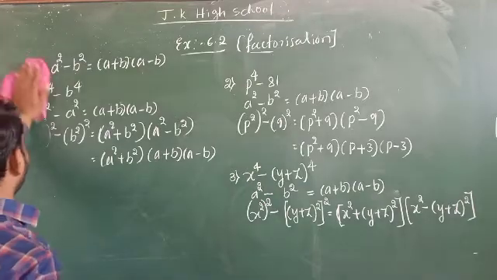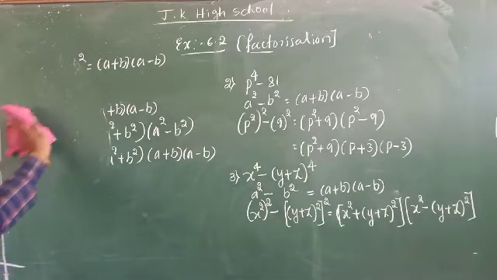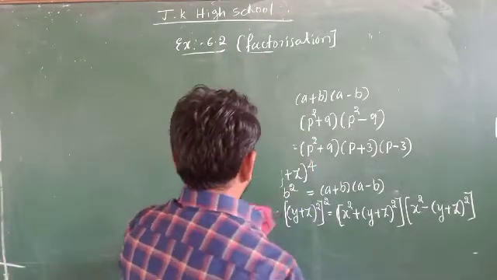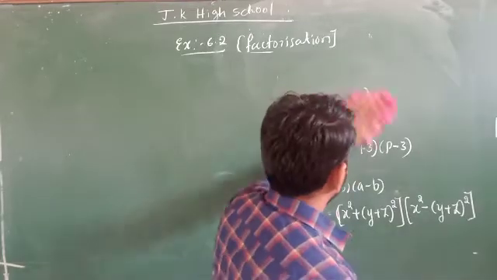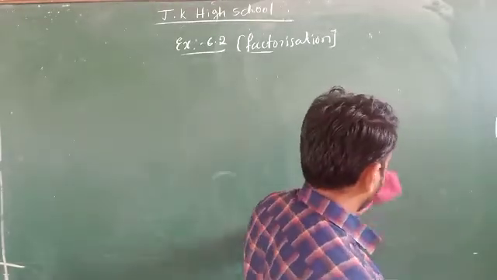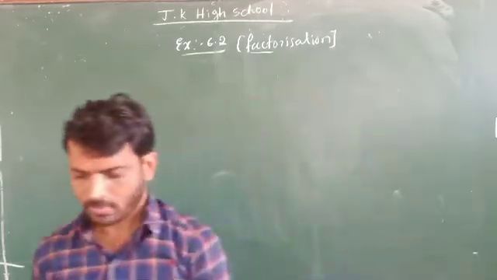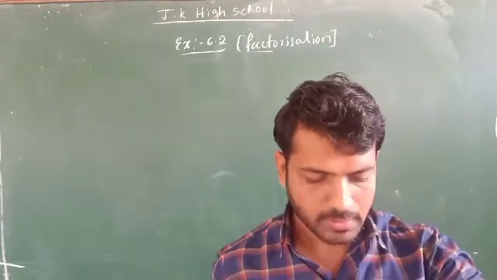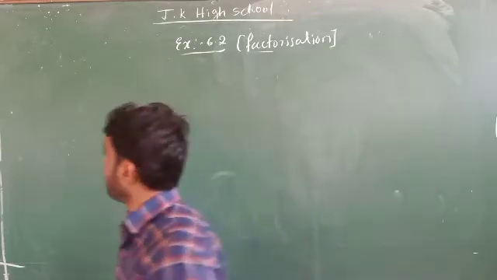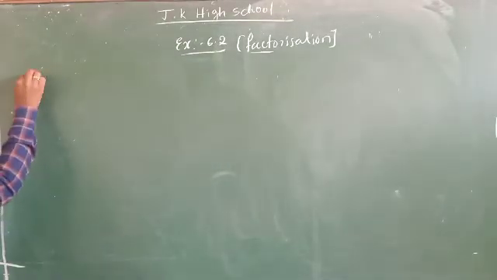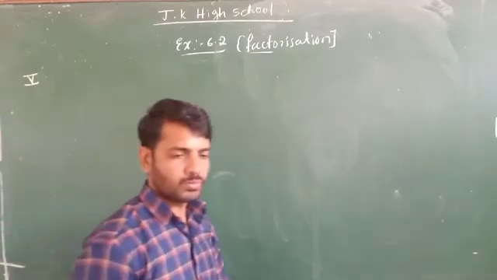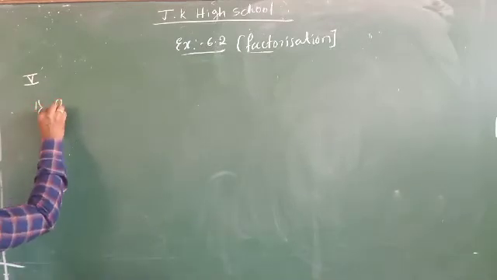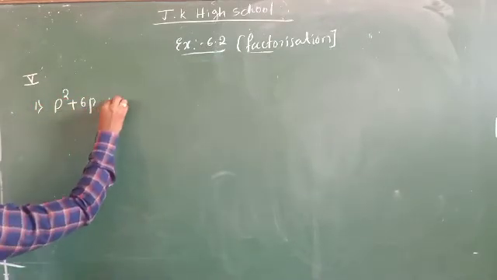Okay, children, now I will go to the next screen. The last main is one of the most important mains, the fifth main from 6.2. Number 1, p square plus 6p plus 8.